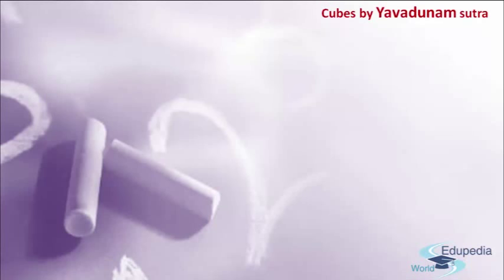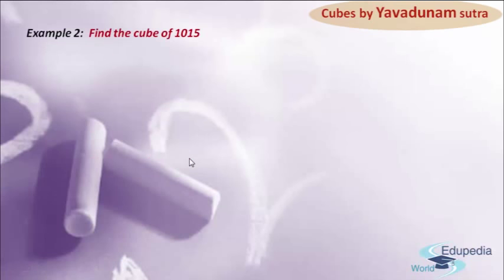This is Varun Ganga. Friends, in our last session we have seen some examples of how to find the cube of a given 4-digit number by using Yavadunam Sutra. And now in this session we are going to have a look at one more example. So why wait? Let us see what that example is. The example that I am going to take in this session is: find the cube of 1015.